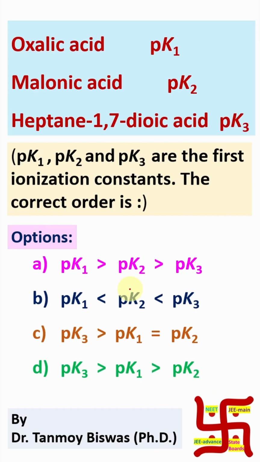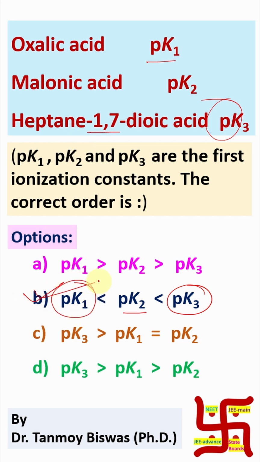So which one is maximum acidic? Oxalic acid. So its pKa will be least. Okay, fine. Who is the weakest acid? Heptane-1,7-dioic acid. So its pKa will be the highest. Now look at in which option the highest pKa is pKa3. Okay, only one option. Let's check the other points. Next will be malonic acid, and the least pKa will be oxalic acid. Yes, this is the right answer.